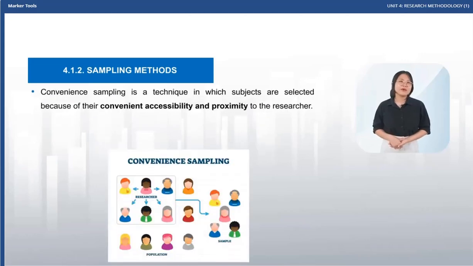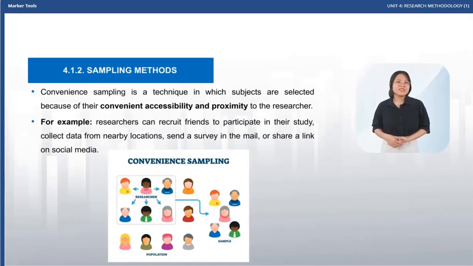Now let's come to the first one, convenience sampling. Convenience sampling is a technique in which subjects are selected because of their convenient accessibility or proximity to the researchers. For example, the researchers can recruit friends to participate in their research, collect data from a nearby location, send the survey in a mall, or share the link on social media.